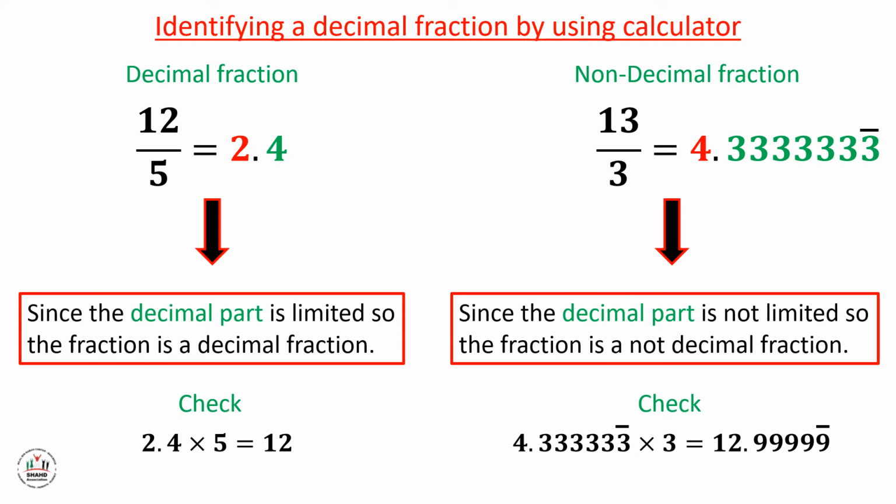Again, you can check your answer. You can write 4.33333 times the denominator, which is 3, and the answer will be equal to 12.9999, etc. So the answer is approximately equal to 13, but it's not equal exactly to 13. So the answer is not equal to the numerator, and you can't consider this fraction as a decimal fraction.